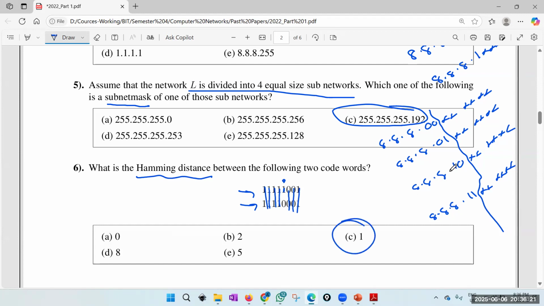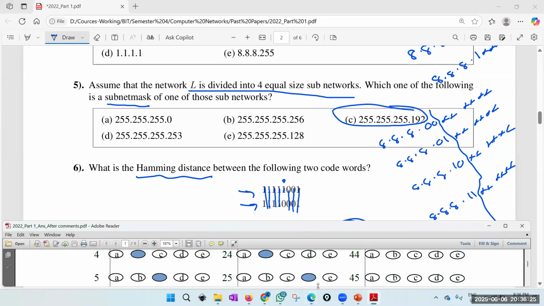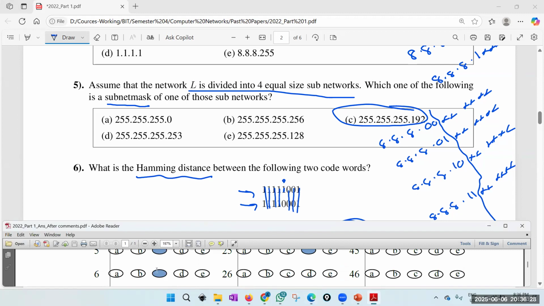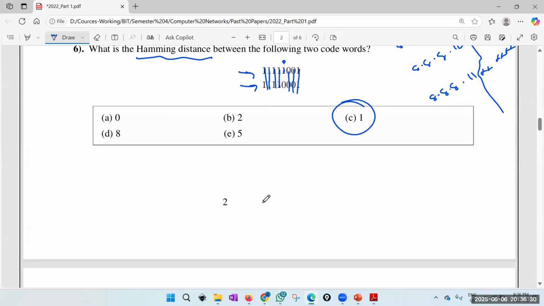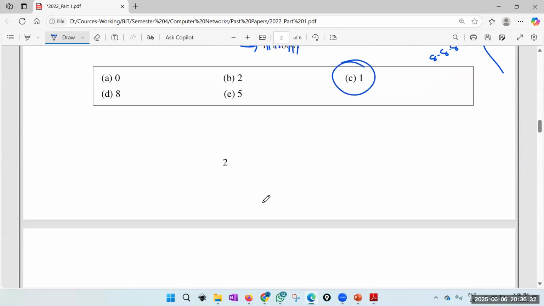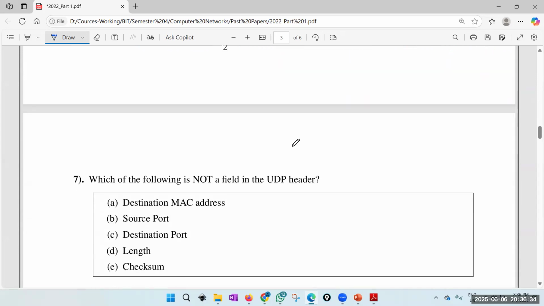So how many bits have changed? Only one bit. The answer is C. Even kids can do it. Okay. Next question.